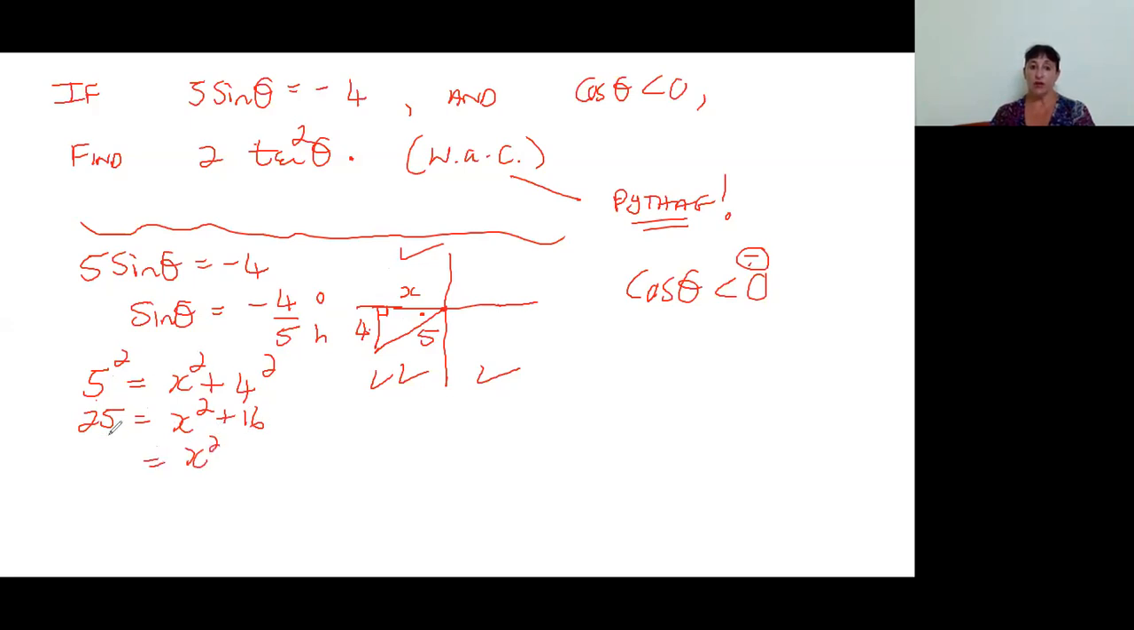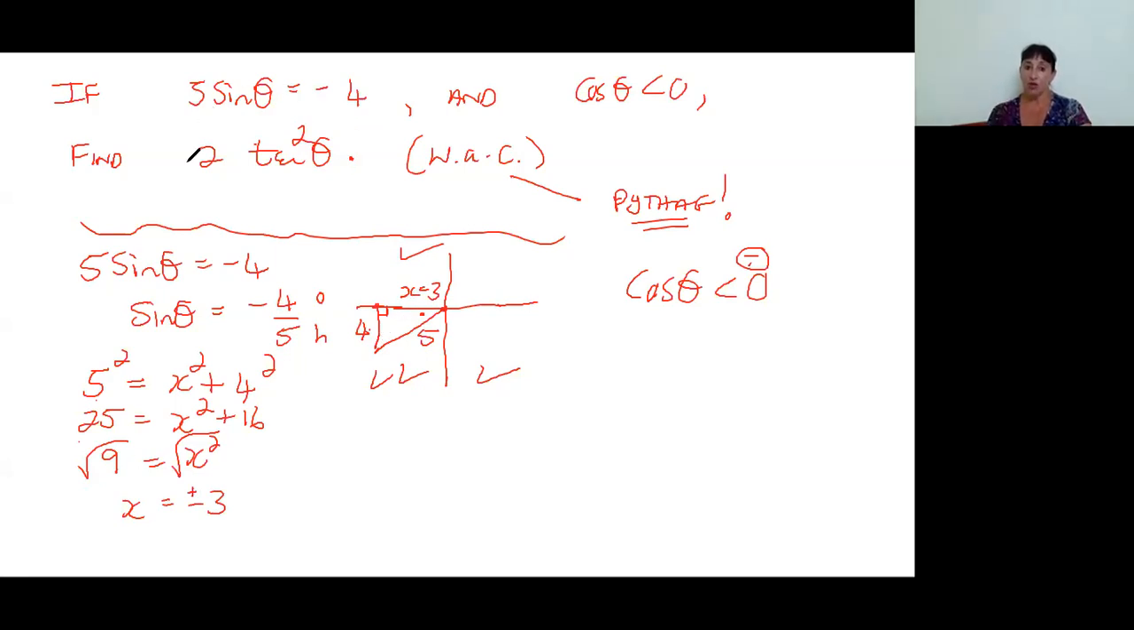And now I'm going to throw my 16 over. 25 minus 16 is 9. And if I square root, I will get x equals 3. Right, now it's actually plus or minus 3 when you square root. This x will definitely be a negative 3. Okay, but the length is 3.